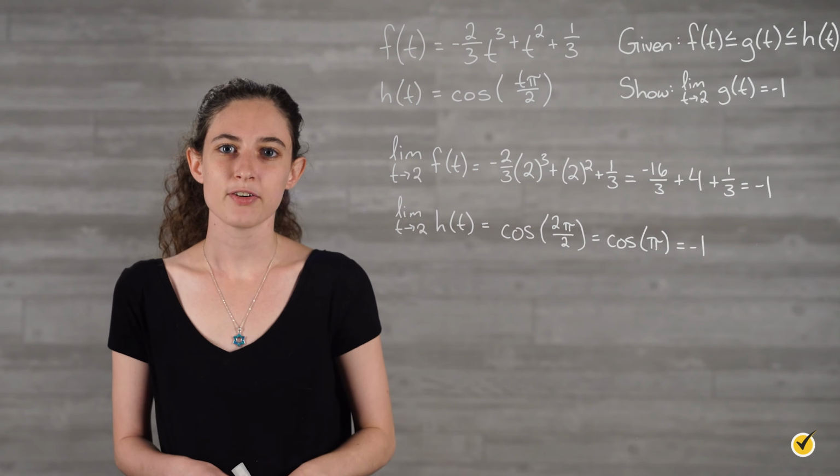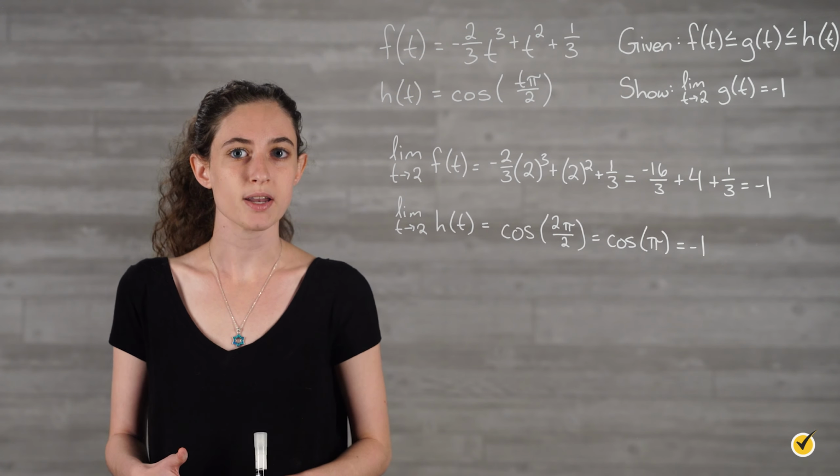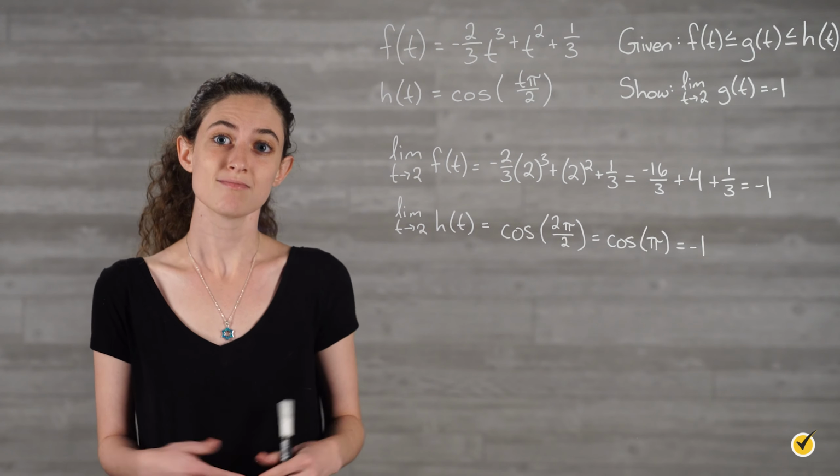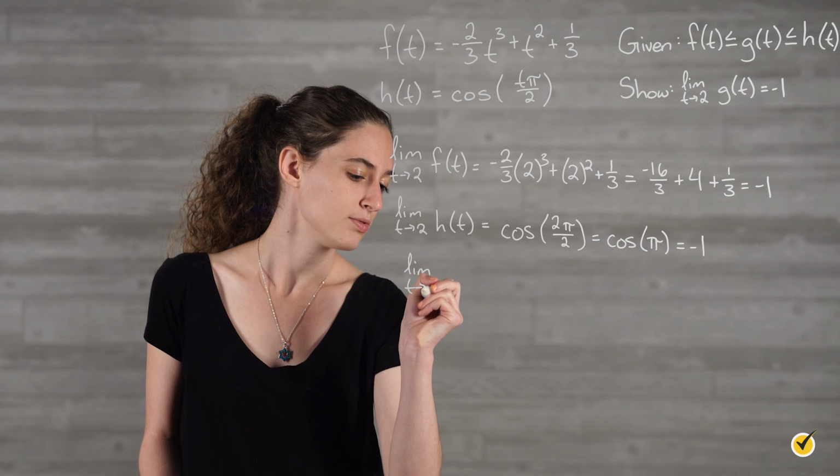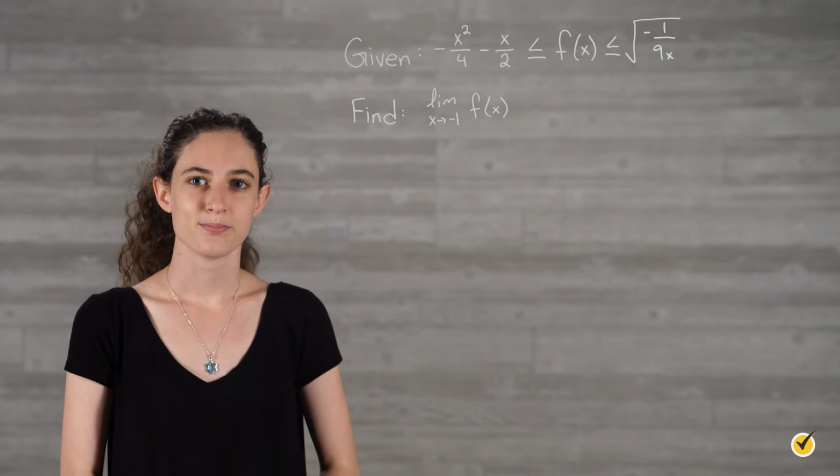Since the limits of f of t and h of t are both negative 1, and they are squeezing g of t, then we can note that the limit as t approaches 2 of g of t also equals negative 1. Let's try one more.